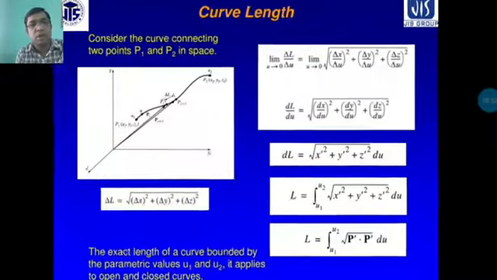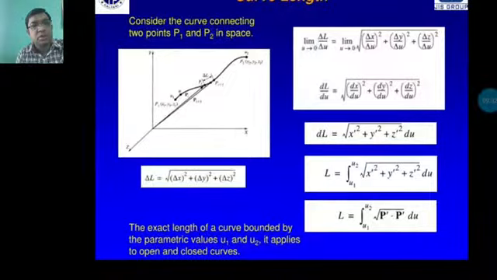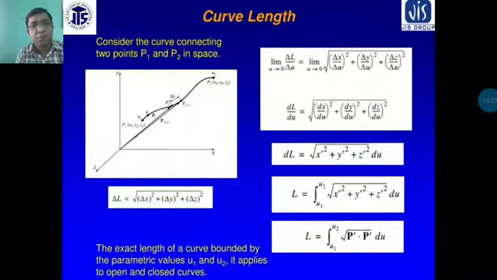You have to see here, my friends, the points P1 and P2. These are space points, and the coordinates of P1 will be given, and also the coordinates of P2 are given. And you can find here that the curve length is calculated.